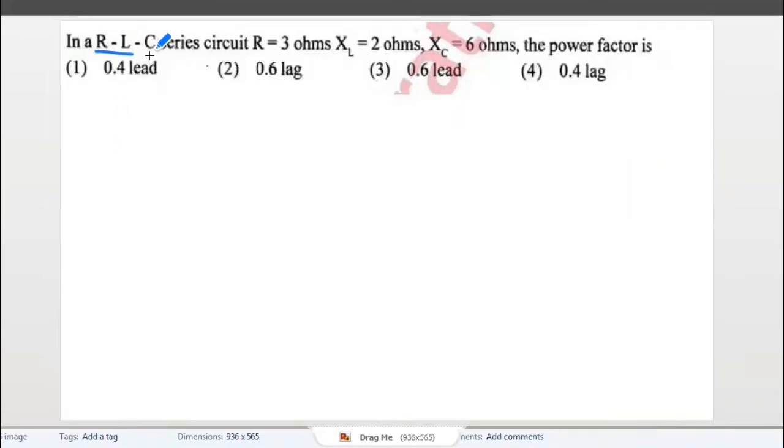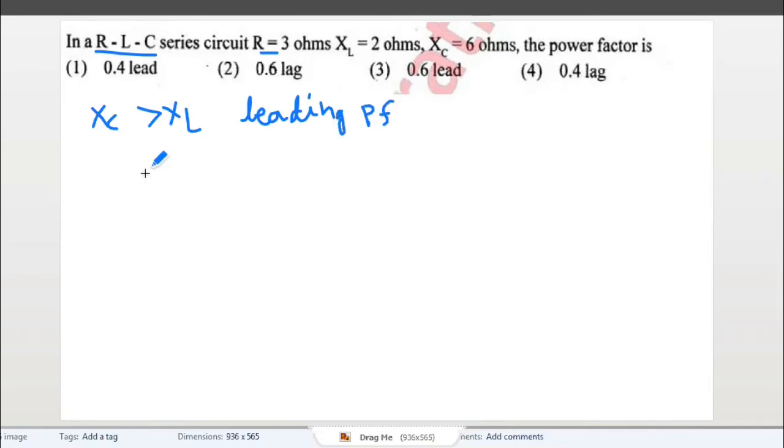In a RLC series circuit, R equal to 3 ohm, XL equal to 2 ohm, and XC equal to 6 ohm, the power factor is. So here if you observe, capacitive reactance is greater than the inductive reactance. XC is greater than XL. So as XC is greater than XL, this circuit gives leading power factor.